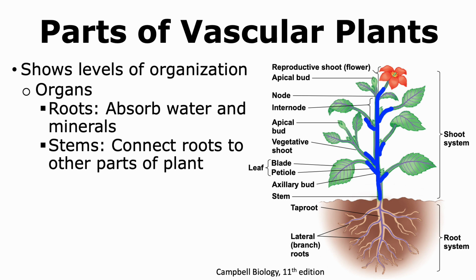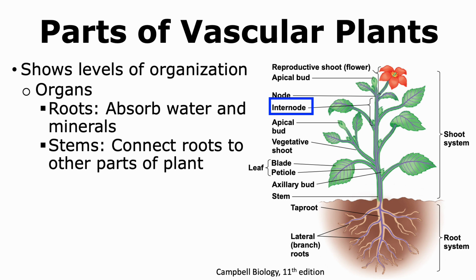Within the stems, right at the top, there is the apical bud that allows the plant to grow in height. There are nodes on the stems from where branches and leaves can arise. At the base of the nodes, there's usually an axillary bud that allows the formation of branches. Between two nodes is the internode.